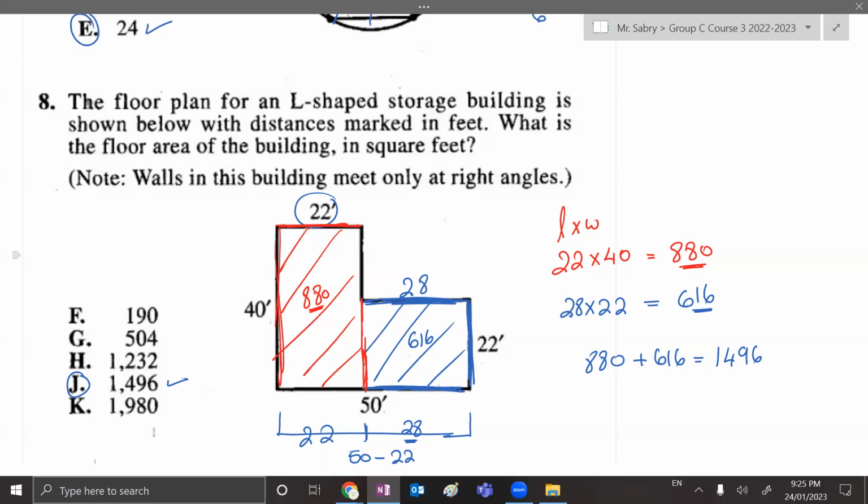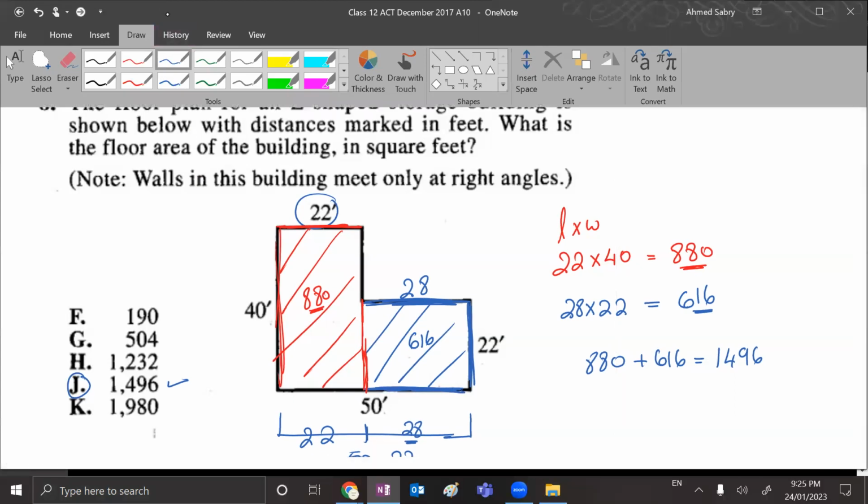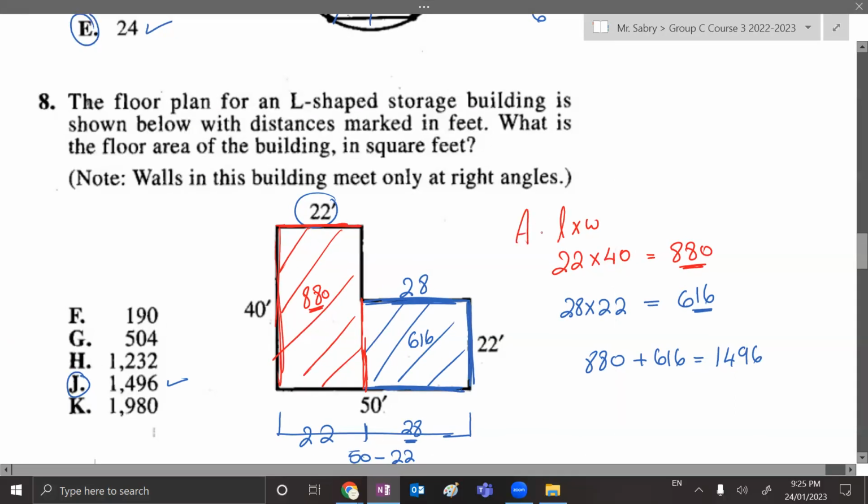What's the area of a rectangle? Length times width. Okay, so I got the area of the rectangle.